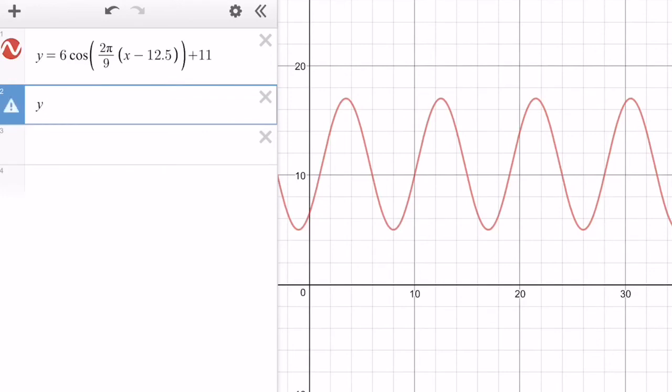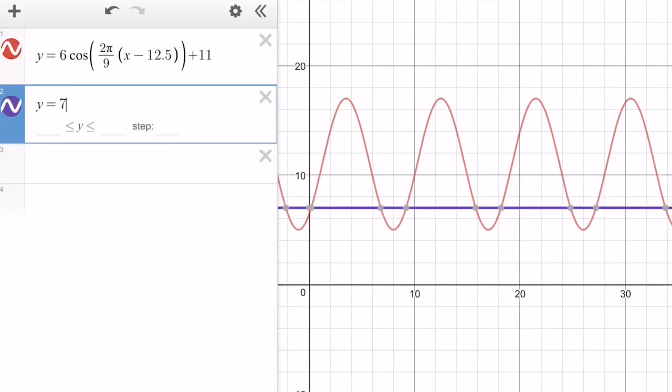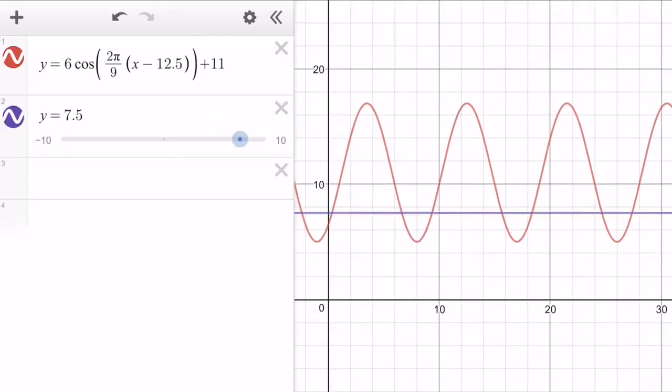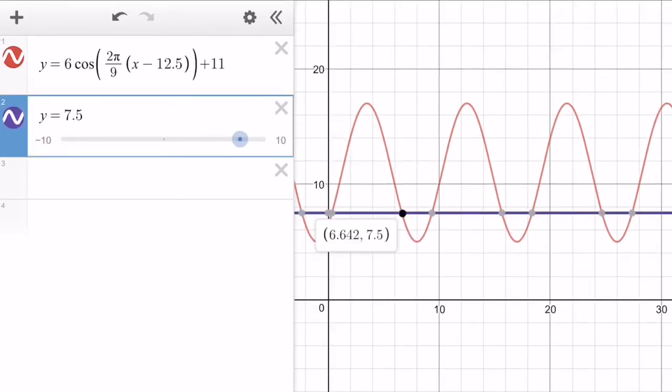For the last part, we want to find at what times the depth is 7.5. So I'm going to graph y equals 7.5. And then once it puts in that horizontal line at 7.5, we just tap on the intersections. What we're also going to do is find the first couple intersections, the intersections for one cycle, and then we can use the period 9 to find all the other intersections. So I find the first intersection is at 0.36 seconds, and the second intersection is at 6.64 seconds. And then that's all we need.